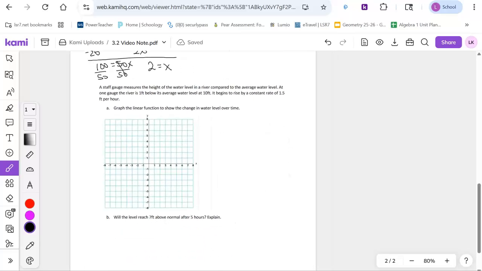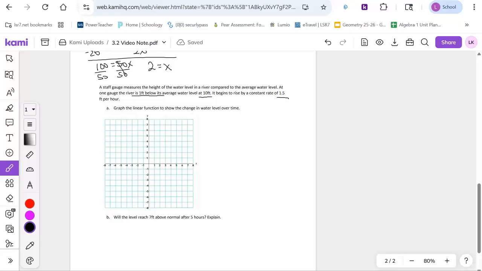All right, the last question. A staff gauge measures the height of a water level in a river compared to the average water level. At one gauge, the river is 1 foot below its average level of 10 feet. It begins to rise at a constant 1.5 feet per hour. Graph a linear function to show the change in water level over time.